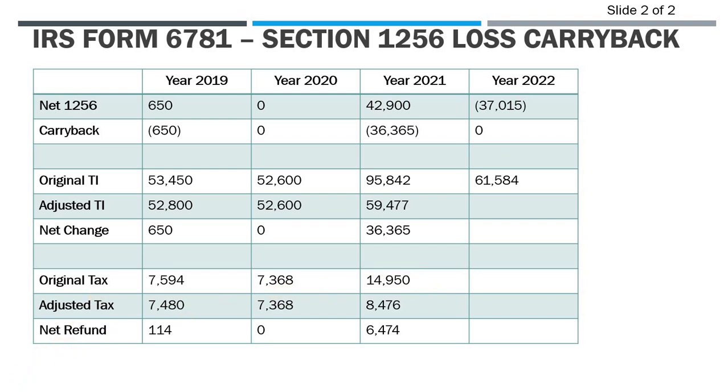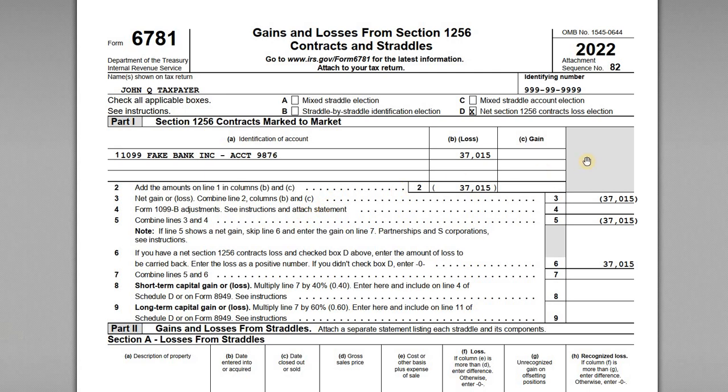All right, so let's go look at the 6781 for 2022 first. So when you have a carryback claim for the year that you incurred the loss, you report the loss as you normally would. So we've got our 1099 from the brokerage account here. We've got our loss of $37,015.